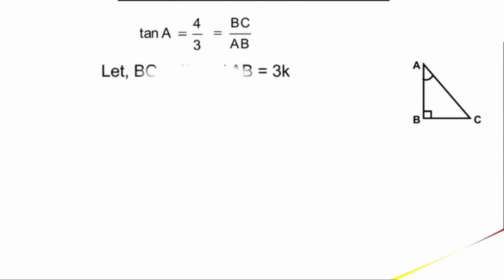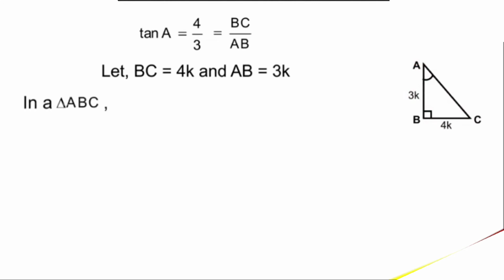Now let us take BC is equal to 4k and AB is equal to 3k. Children, here k is a constant. We need to take k since 4 by 3 is the ratio of the sides of a triangle. Now let us find the length of the third side AC.